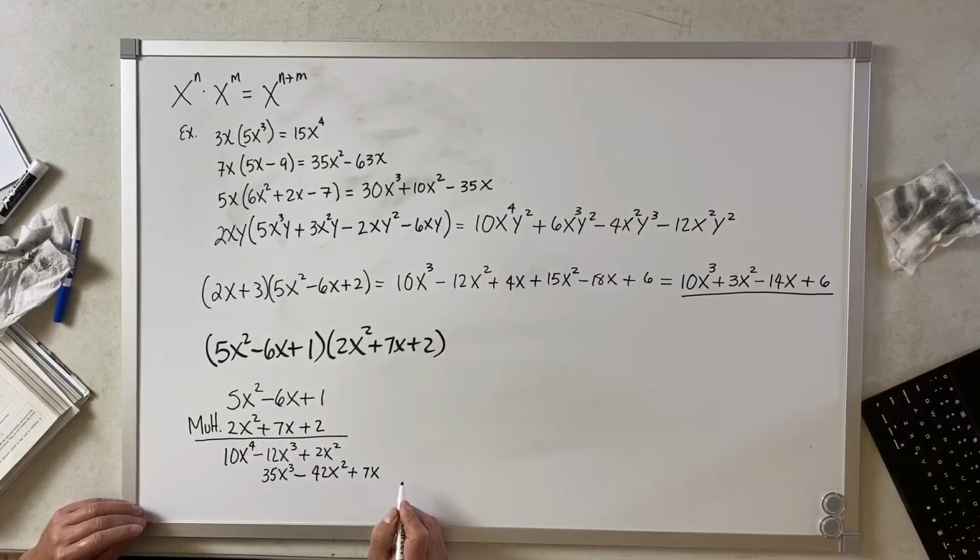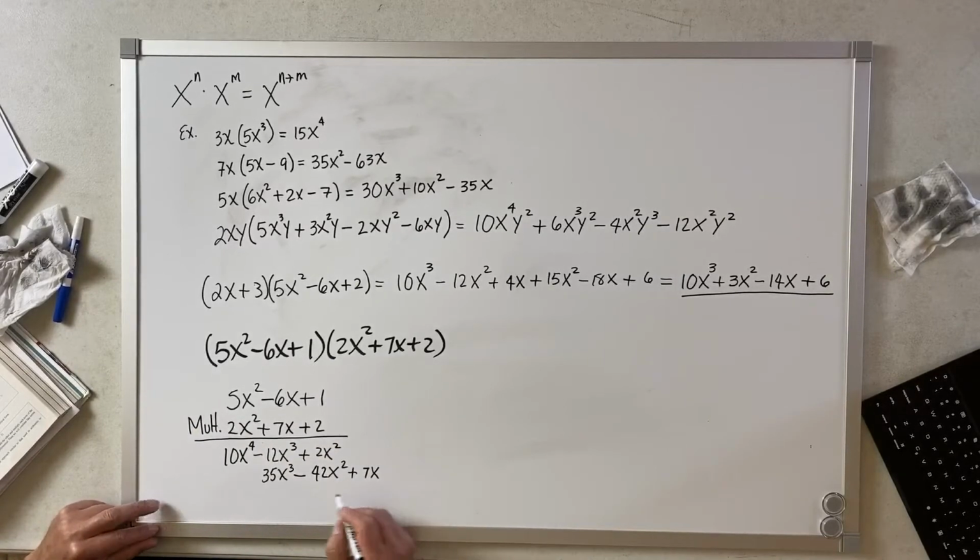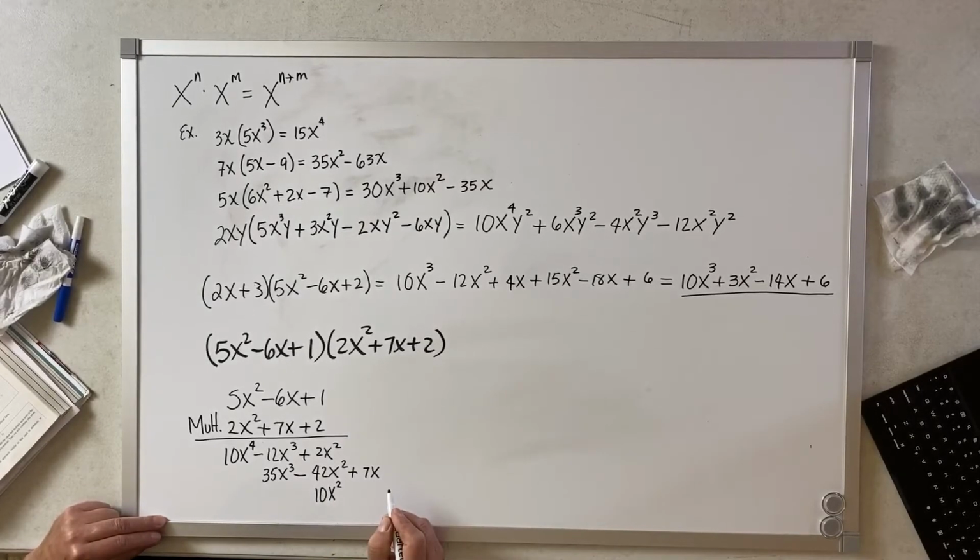Okay, now comes the 2. 2 times 5x squared is what? 10x squared. And 2 times minus 6x is going to be minus 12x. And 2 times 1 is going to be plus 2.